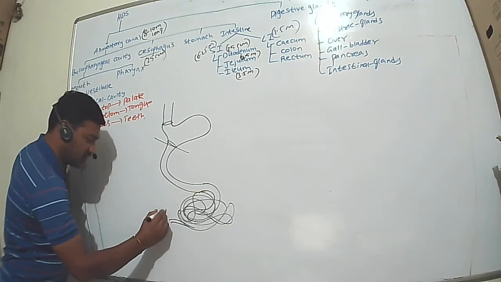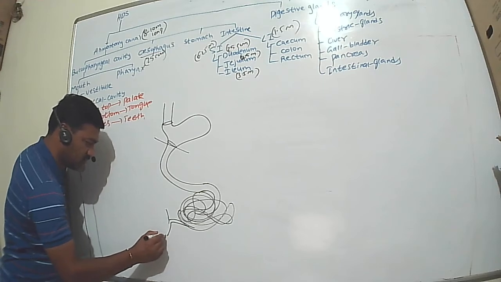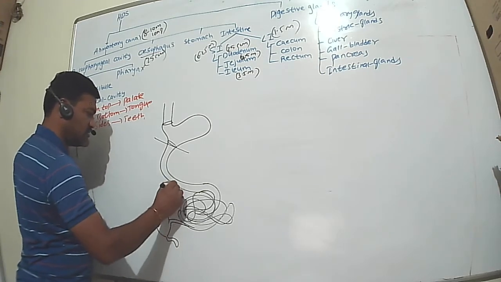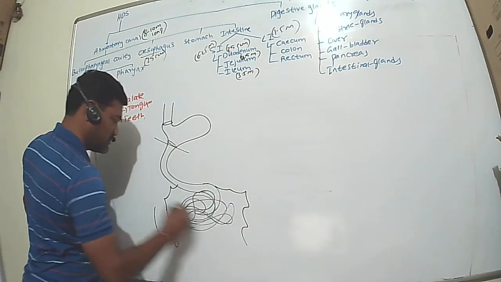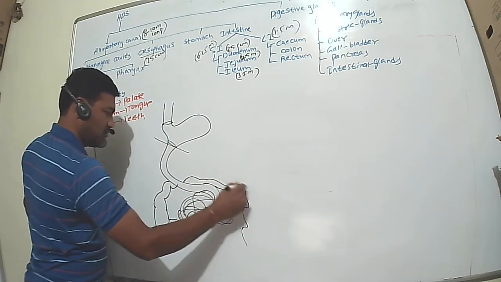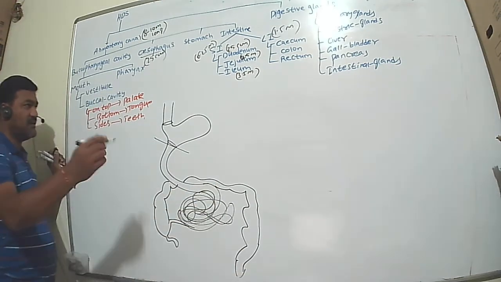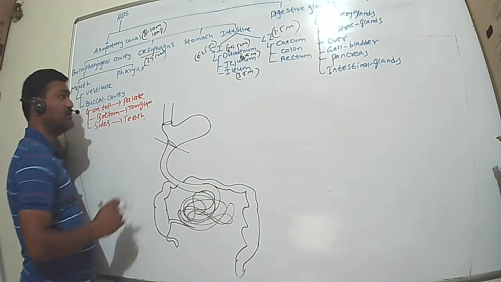That leads into the first part of the large intestine, which is the cecum. You have the vermiform appendix, the cecum, and this is the colon, and this is the rectum, and we'll discuss the large intestine later. But I just want to concentrate on this duodenum here.